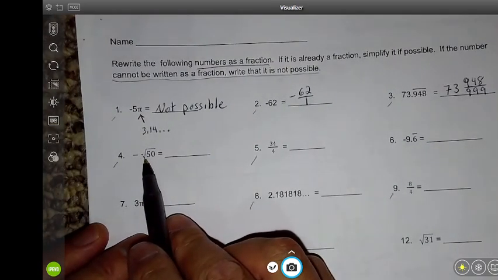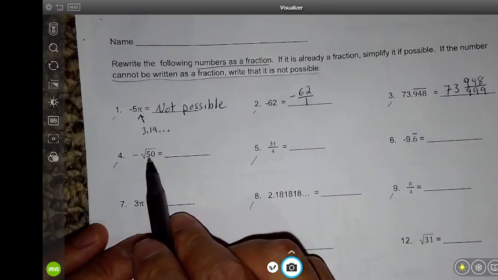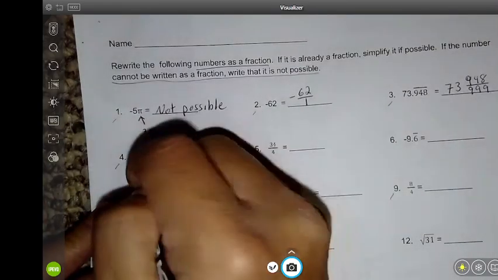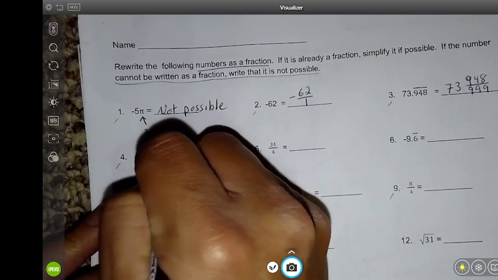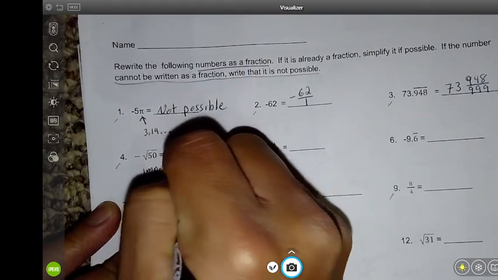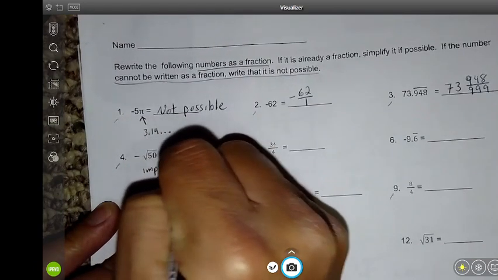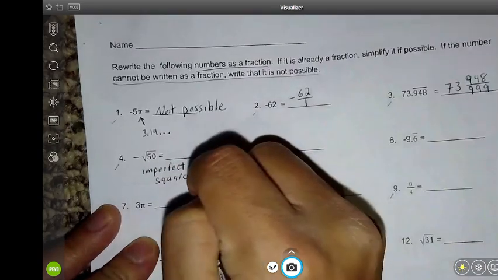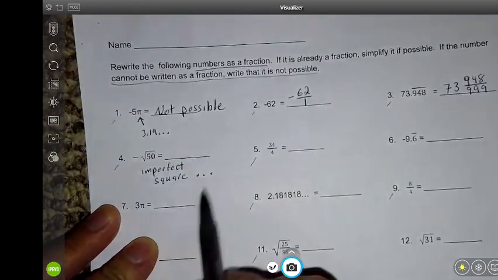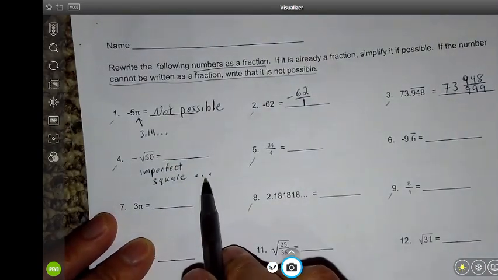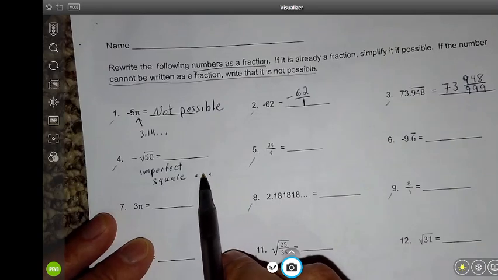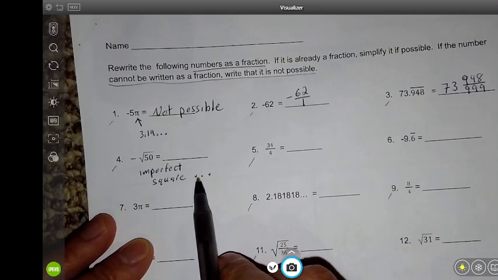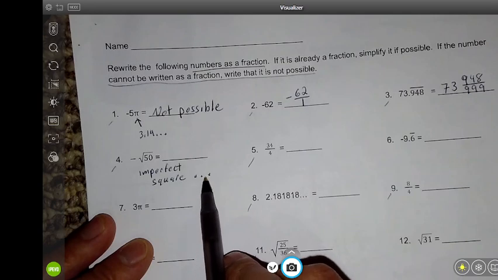Alright, number 4, square root of 50. If you look at your perfect squares in your notebook, that page where we put perfect squares, square root of 50 is not on that list. This is an imperfect square. That means it's going to have a decimal number. It's going to be non-terminating, non-repeating. The decimal numbers will not be repeating, and it's also non-terminating.